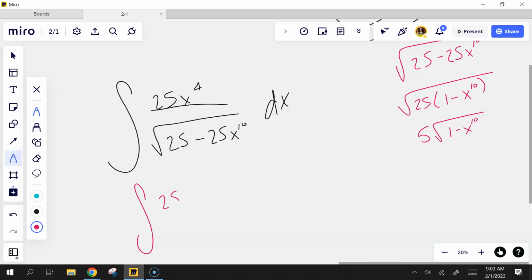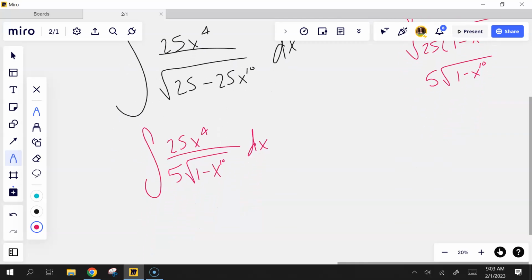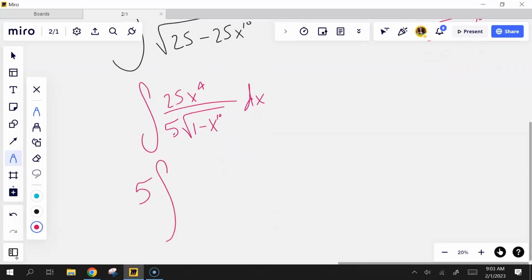Okay, so I could rewrite this, and I haven't done any type of integration or anything like that, but I could rewrite this as 25x to the 4th over 5 times the square root of 1 minus x to the 10th. 25 over 5, I'm going to pull that outside. 1 minus x to the 10th dx.